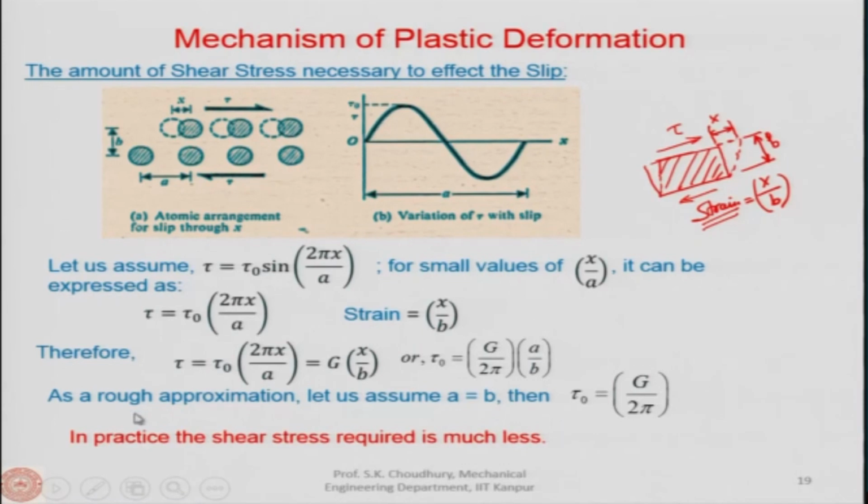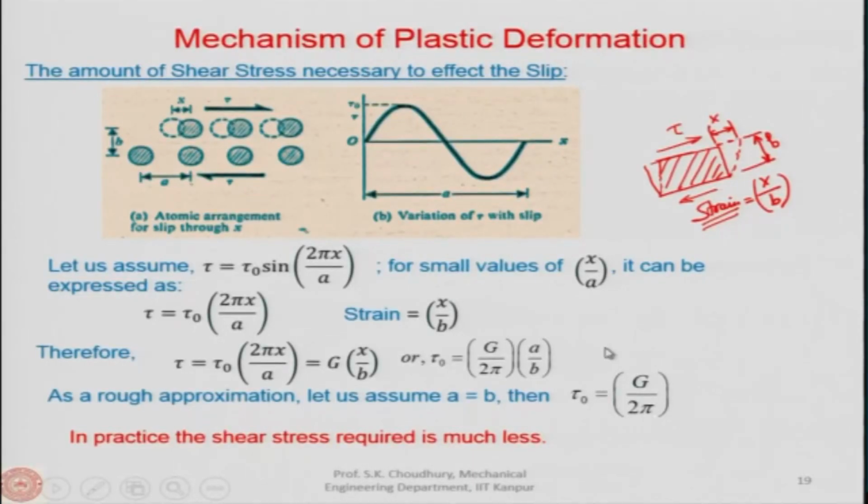Now, let us assume that approximately a is equal to b. We are assuming that it is not very faulty to assume that a is almost equal to b. In that case, tau 0, which is the maximum shear stress required to deform the material, to create the plastic deformation, to create the permanent movement of one layer of atoms with respect to another layer, is equal to G by 2 pi. If you look at this equation, this is actually equivalent to the strength of the material.